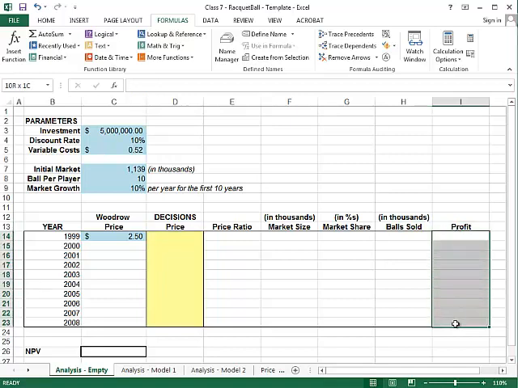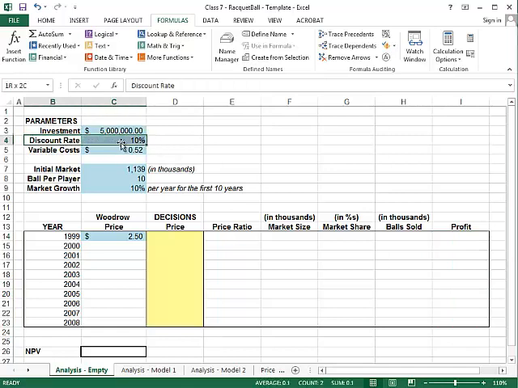Once we get profit figures for all 10 years, then we will calculate the net present value of this investment based on discounted profit, cash flow, and our initial investment. And of course, we will be considering the discount rate of 10%. In this particular analysis, the most crucial part of the model is how to examine the relationship between price ratio and market share.